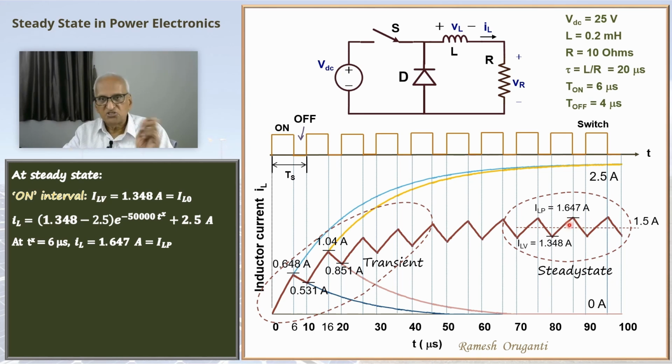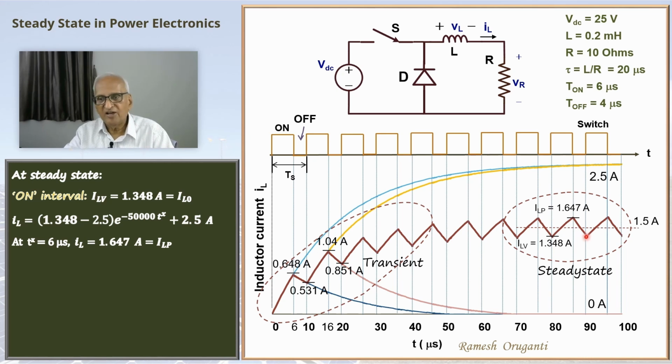Now the switch is turned off. The current is freewheeling through the diode. We are assuming an ideal diode. So an exponential decay is going to occur. This 1.647 amperes of inductor current is going to decay down to 0. It's going to tend towards that. But at this point, corresponding to 90 microsecond, we are going to turn the switch on again.